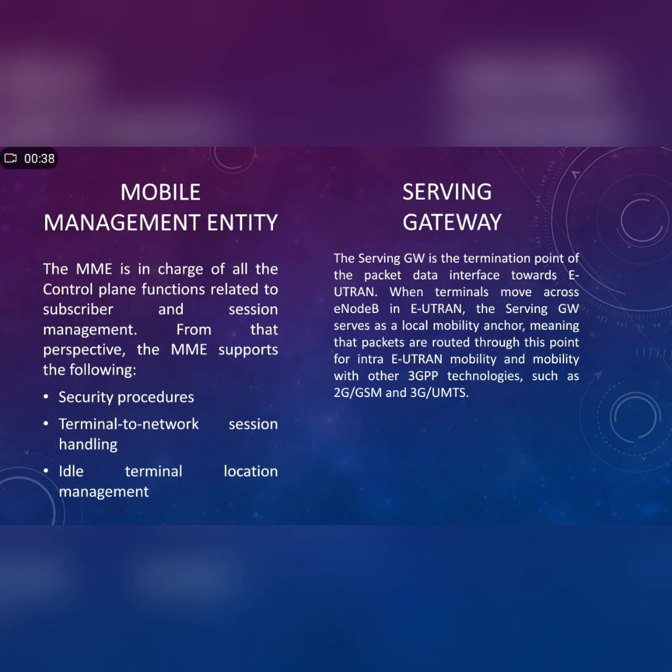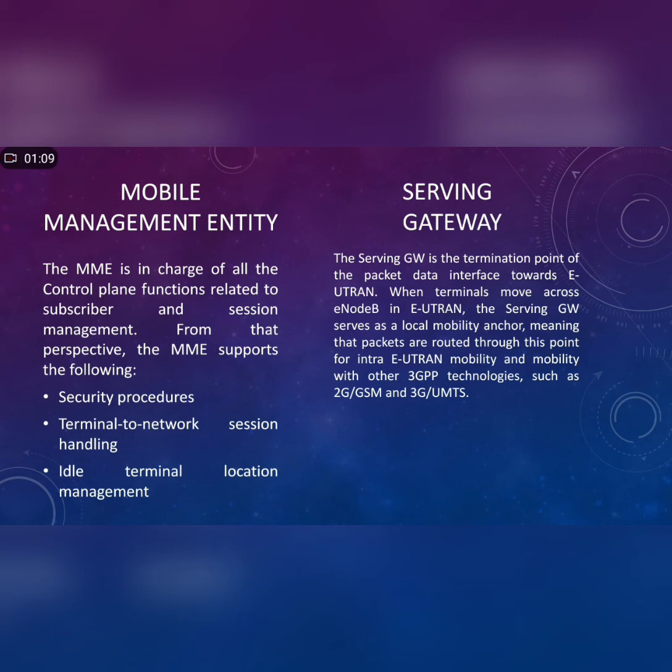This relates to all the signaling procedures used to set up packet data context and negotiate associated parameters like the quality of service. Idle terminal location management. This relates to the tracking area update process used in order for the network to be able to reach terminals in case of incoming sessions. The MME is linked through the S6 interface to the HSS, which supports the database containing all user subscription information.